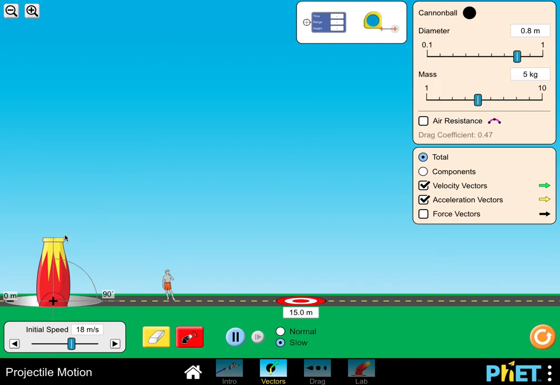So as the ball goes up, it's going to get slower and slower, and we're going to see the green velocity vector become smaller and smaller in magnitude. Remember, the magnitude of a velocity is the length of that vector. So it's becoming smaller and smaller until it reaches the apex, or maximum height. At maximum height, the ball will actually stop momentarily, and then it's going to head back down.